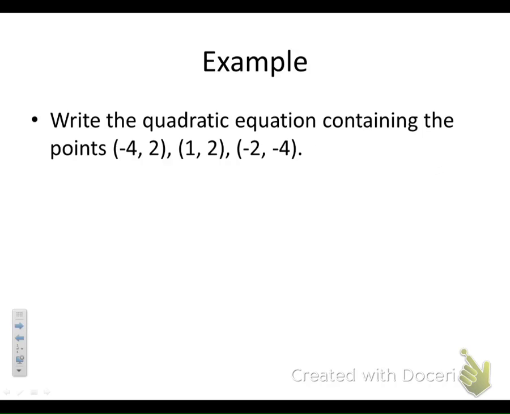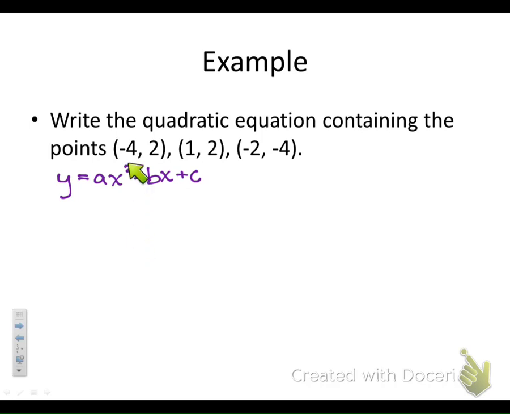First example, we're going to write the quadratic equation containing the points (-4, 2), (1, 2), and (-2, -4). Let's review standard form, because that's what we're going to use. Standard form of a parabola or of a quadratic equation is ax squared plus bx plus c.